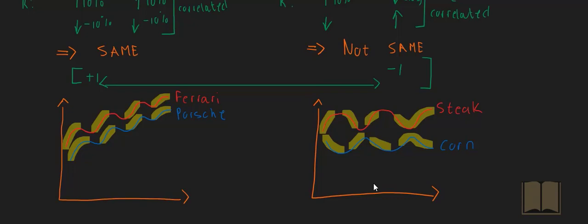Lastly, you can get a correlation coefficient of 0. That means there's no discernible relationship between how one asset or one variable moves in relation to another. There's no pattern, there's no behavior that shows the connectivity between these two assets.